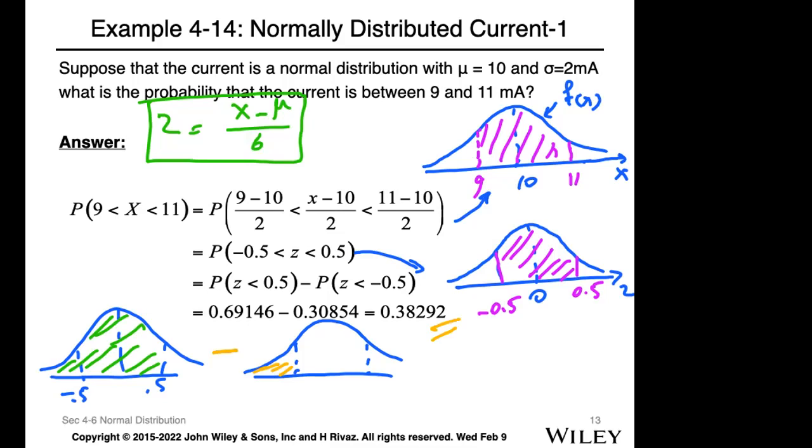The reason I have to do this trick is that the table doesn't give me the probability between numbers A and B. All it gives me is the probability from minus infinity to some number. So to find the probability between two numbers, you calculate the probability until the second number, and then subtract the probability until the first number from that. This area minus this area is equal to this area, and that's how we use the table.